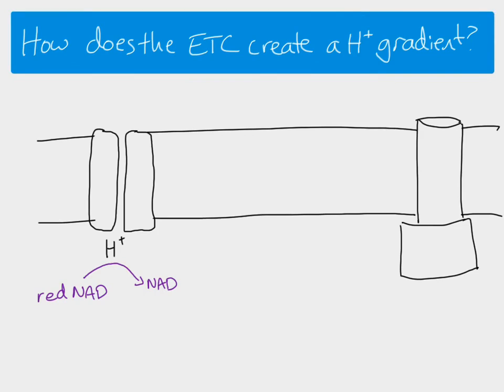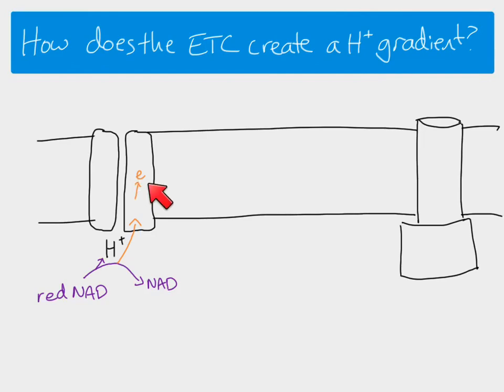When that happens, to be oxidized, this reduced NAD has to give up its hydrogen, and that hydrogen consists of protons and electrons. So the protons can go to make our gradient, and the electrons also go up into this protein. The electrons can go to different energy levels.